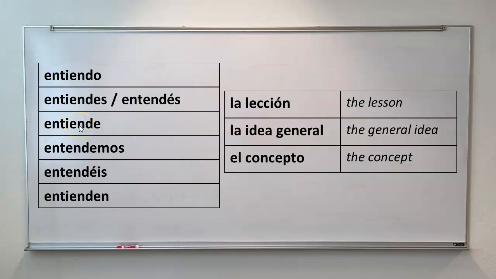Entiende. Okay, this can mean you understand, he understands, or she understands. We'll just randomly pick the he. He understands. Él entiende. He understands the lesson. Él entiende la lección. He understands the general idea. Él entiende la idea general. He understands the concept. Él entiende el concepto.